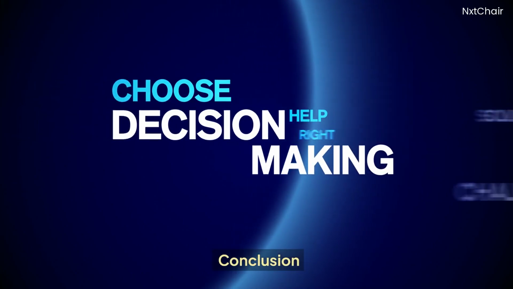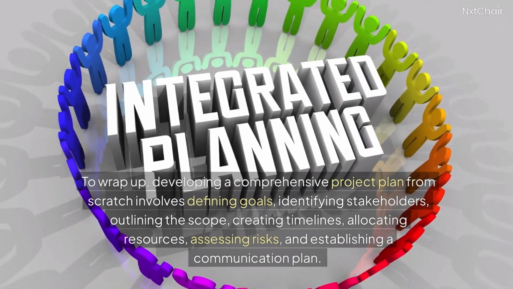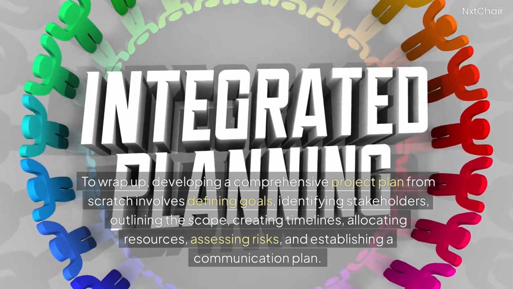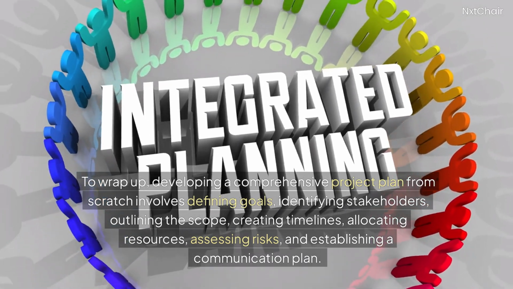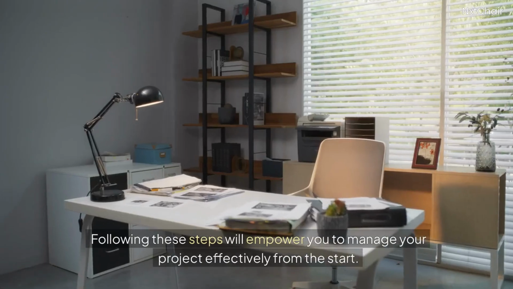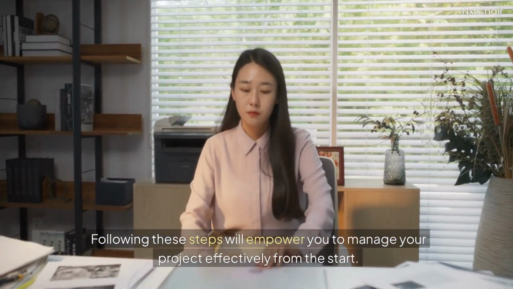Conclusion. To wrap up, developing a comprehensive project plan from scratch involves defining goals, identifying stakeholders, outlining the scope, creating timelines, allocating resources, assessing risks, and establishing a communication plan. Following these steps will empower you to manage your project effectively from the start.